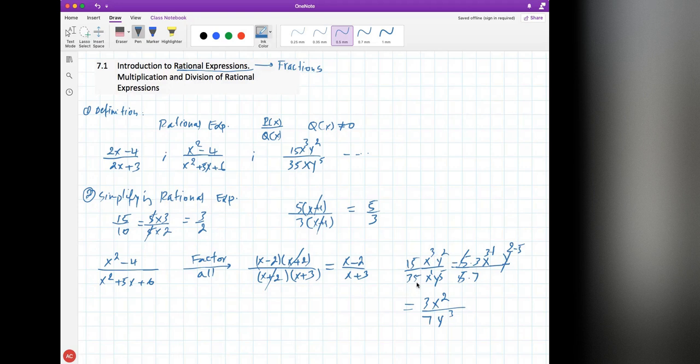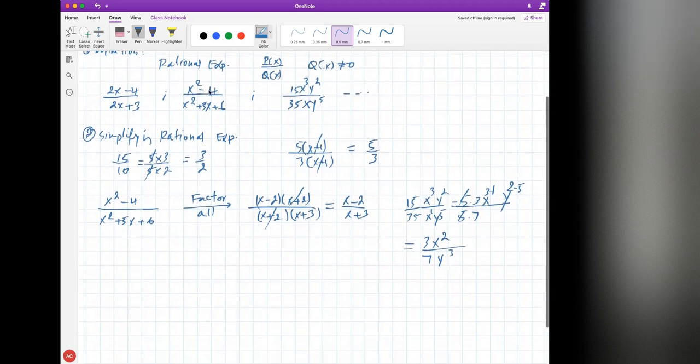This is a monomial over a monomial, one term over one term, and we didn't have to factor these. If you have binomials, trinomials, and more, we can always factor when possible before simplifying. So to simplify, basically, factor first and cancel common factors.